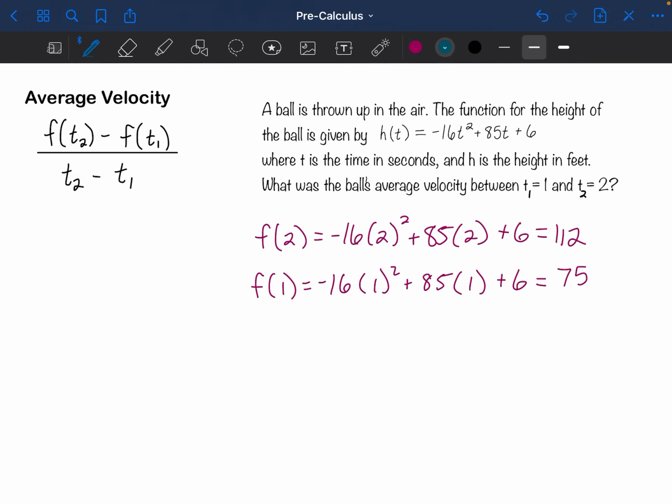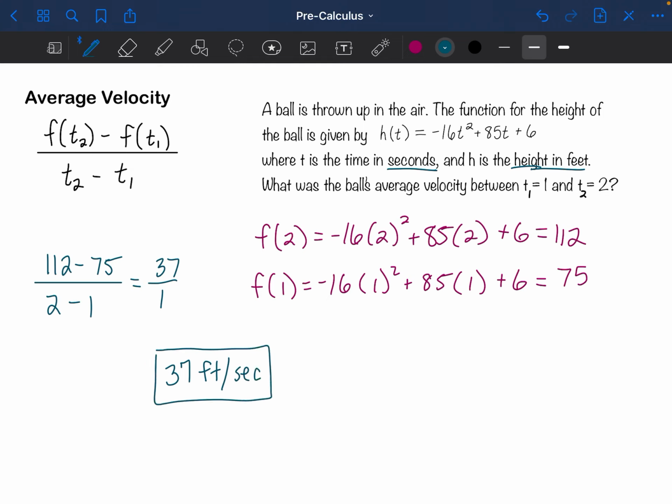Now we can go back and plug these values in. So f of t2, we got 112, minus f of t1, which was 75, divided by t2, which is 2, minus 1. So it looks like we end up with 37 over 1. So our final answer, what is the average velocity? Well, this ball is traveling at a velocity of 37 feet per second, since height is in feet and time in seconds. Always give your numbers context.